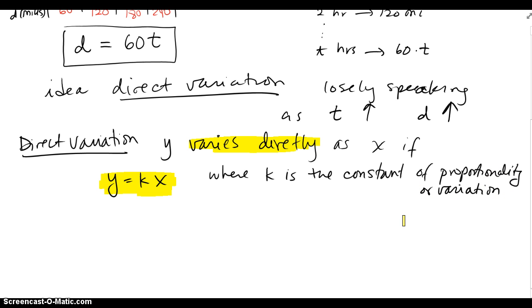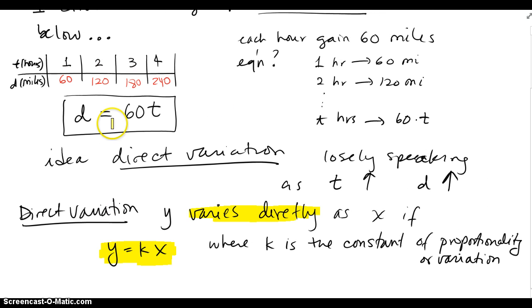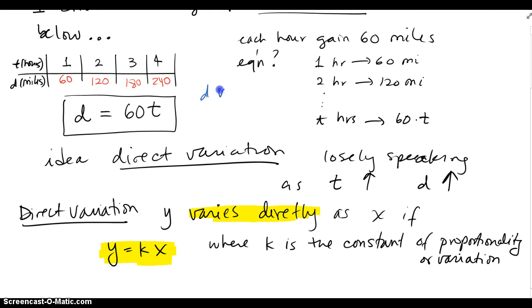So if we go back and look at our problem here, we could say that d varies based on this idea. We can say d varies directly as t, with k in this case being 60. So it basically says that as t goes up by 1 unit each time, d goes up by 60 units each time.